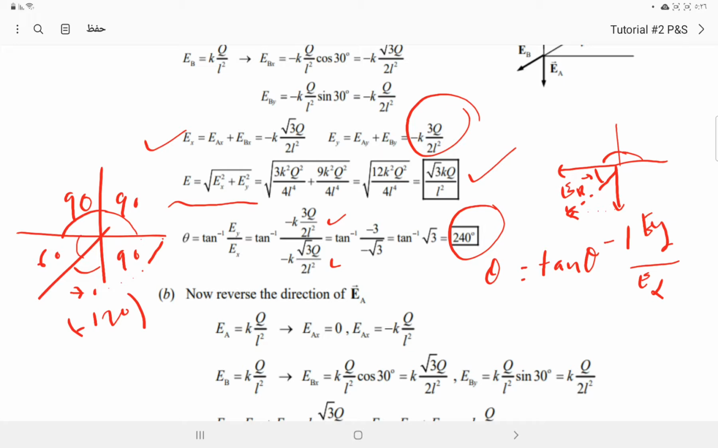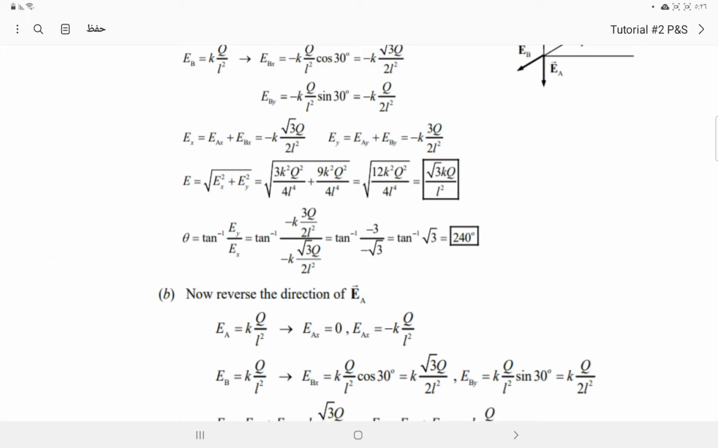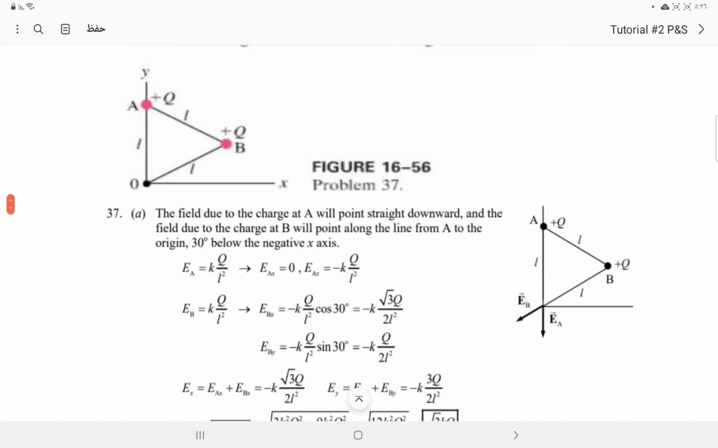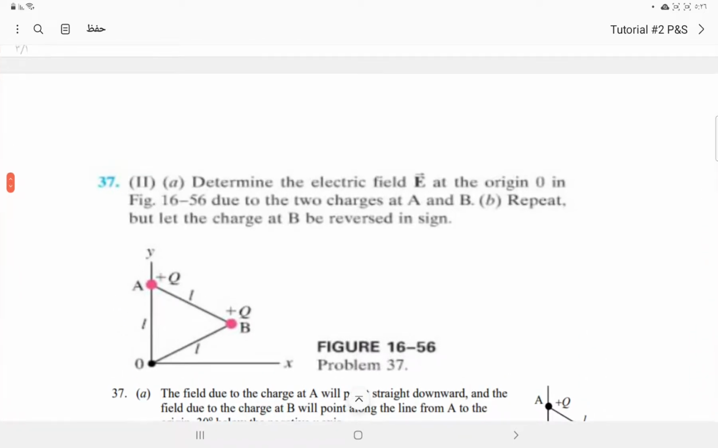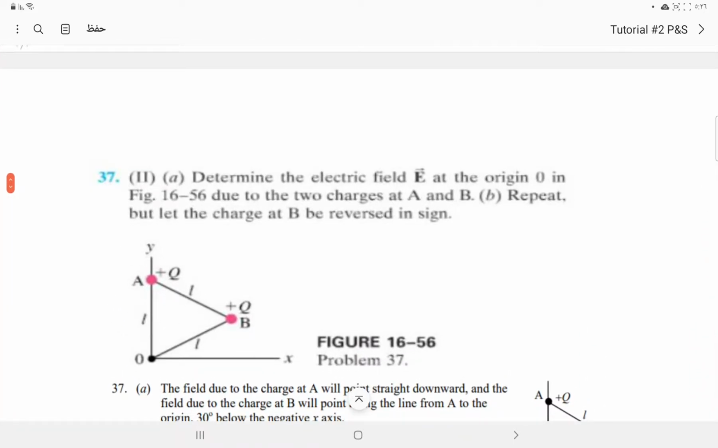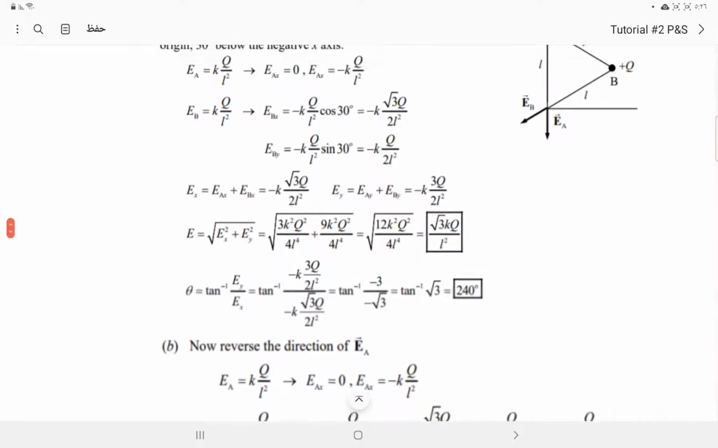Now the question doesn't finish here. If you can return a little bit back, you can see the question said, repeat the same question again, but change the sign of the charge at location B. So this is the location B here. It was positive. If we make it negative, what will happen? We will not go through all the results and explanations, but we can say something here.